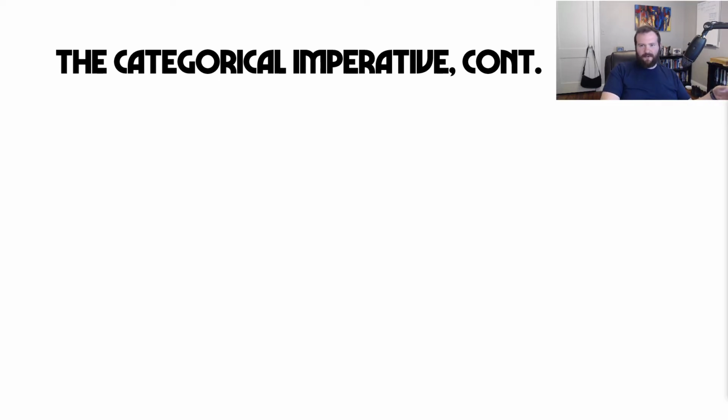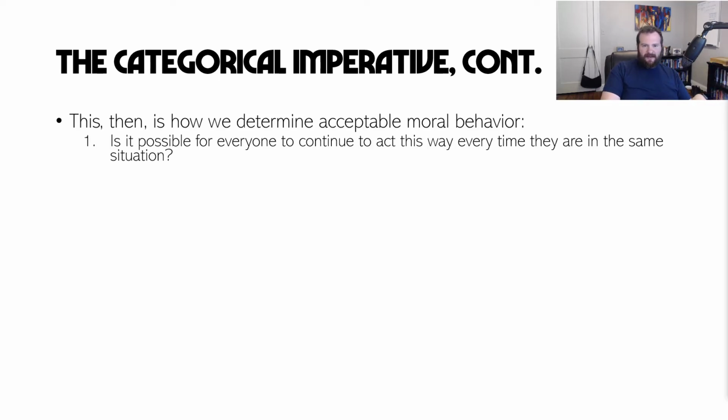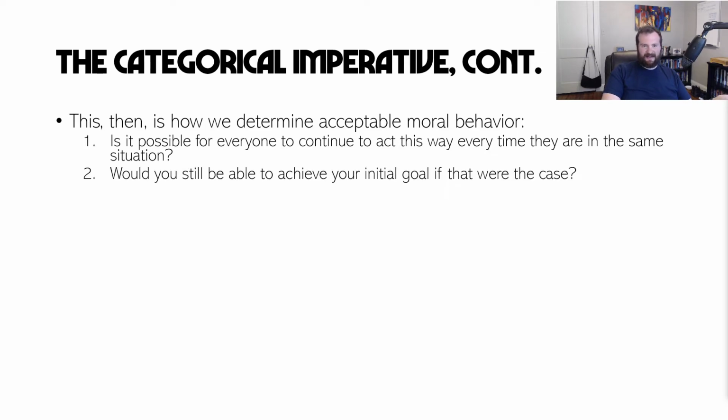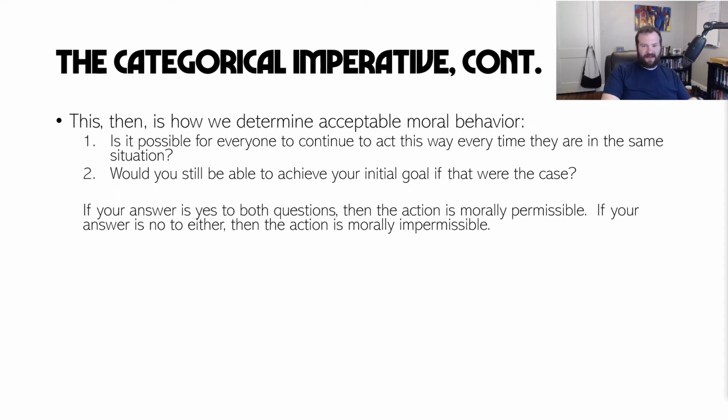Okay, moving on then. The test for determining acceptable moral behavior goes like this. You ask two questions. First, is it possible for everyone to continue to act this way every time they're in the same situation? Second, would you still be able to achieve your initial goal if that were the case? If you answer yes to both questions, then the action is okay. It's morally permissible. You can do it. But if your answer is no to either of these, then the action is morally impermissible. It's something you cannot do.